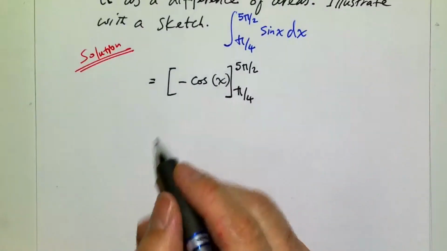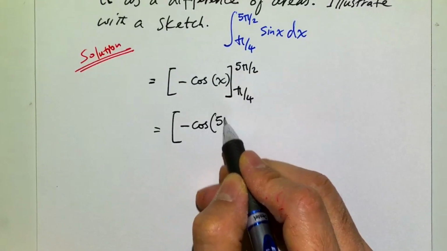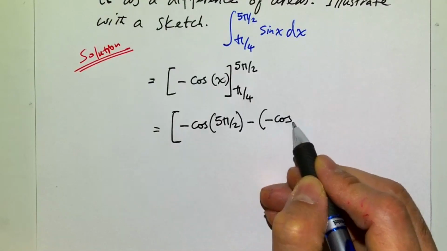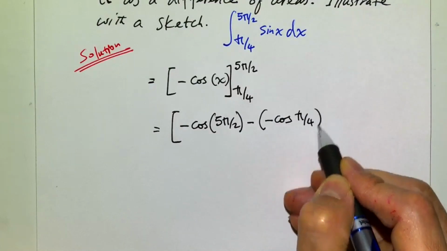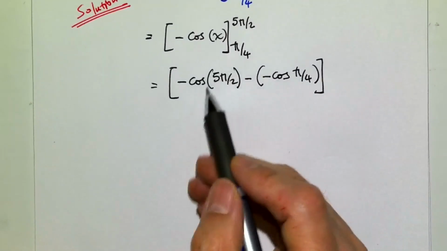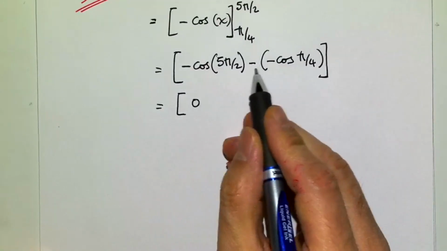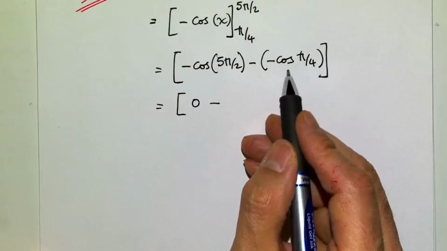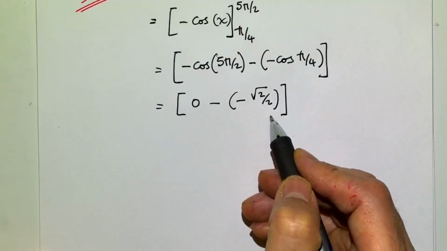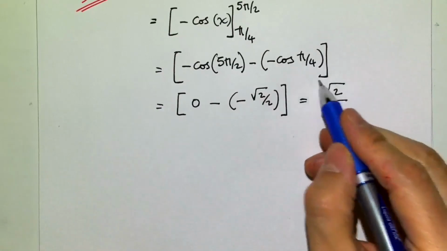So this would give us minus cosine of 5 pi over 2 minus cosine of pi over 4, like that. And cosine of 5 pi over 2, that's just 0, right? So we have 0 minus, that would be minus square root of 2 over 2. So we get, as a final answer, square root of 2 over 2, right?